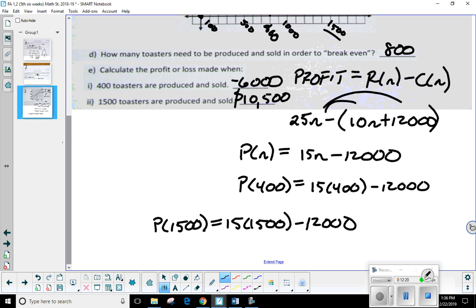Let's go ahead and take a look at our exit ticket.